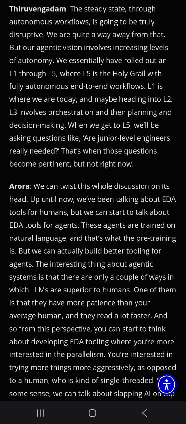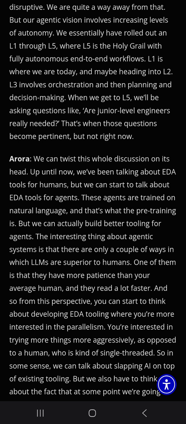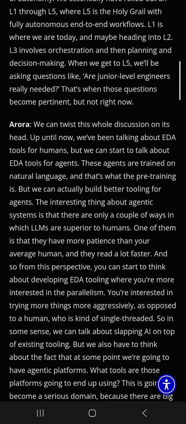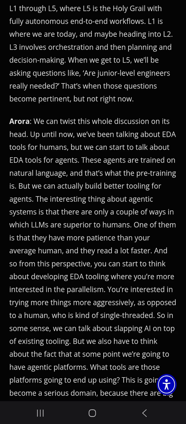Arora: We can twist this whole discussion on its head. Up until now, we've been talking about EDA tools for humans, but we can start to talk about EDA tools for agents. These agents are trained on natural language, and that's what the pre-training is. But we can actually build better tooling for agents. The interesting new thing about agentic systems is that there are only a couple of ways in which LLMs are superior to humans. One of them is that they are more patient than your average human, and they read a lot faster.